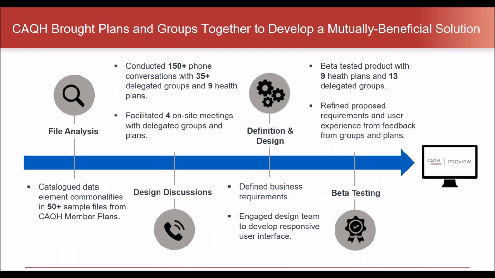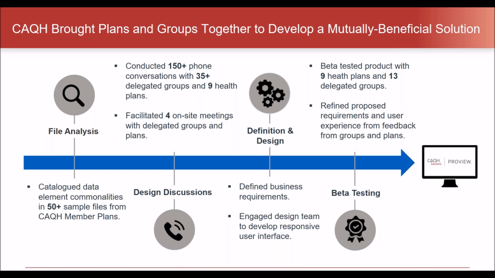So given these issues, we brought together both plans and groups across the industry of different sizes and different regions to really develop a mutually beneficial solution. We analyzed over 50 files from our CAQH member plans. We've conducted over 150 phone calls with over 35 groups to make sure that the data that we're talking about exchanging here is all standard and necessary for both delegation oversight, directory maintenance, and enrollment.